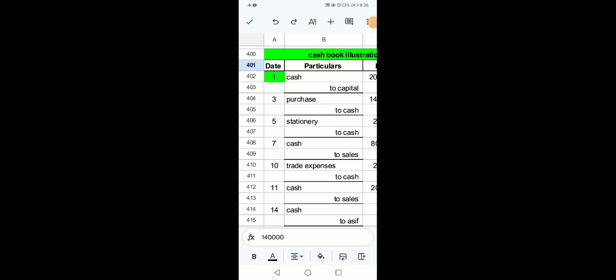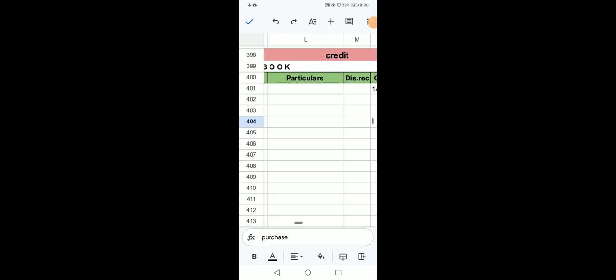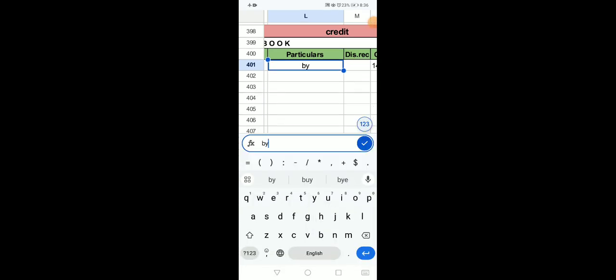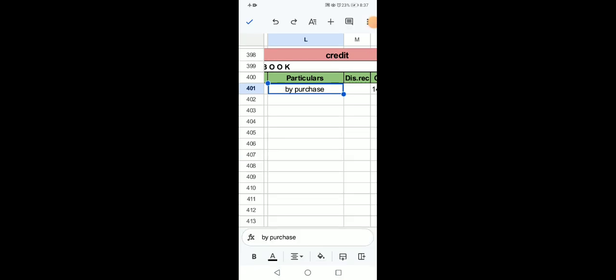As I have told you that you will see what is written on the opposite side. Since cash is written over here, what is written on the opposite side? That is purchase. So you will write by purchase in particular column. Why we are using by? It is rule. Whatever you will write on credit side of particulars, you will use another additional word which is by, and this would be just like the coefficient of any sentence. This is coefficient by. Now see the date.